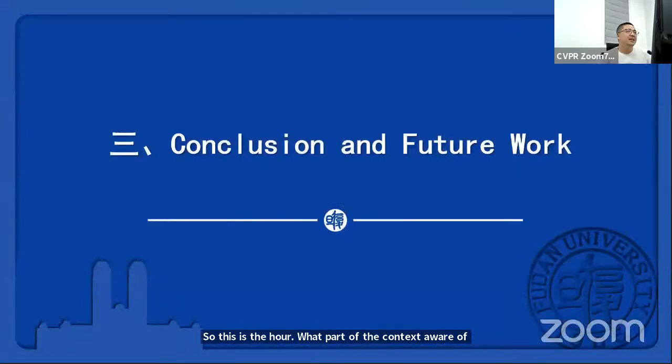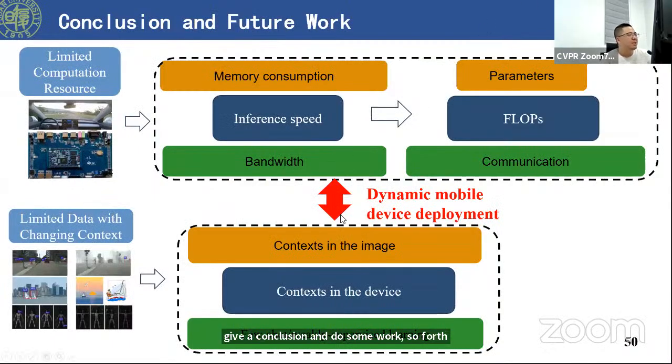And finally, I will give a conclusion and future work. So for mobile-based visual analytics, in fact, all the research is trying to address two challenges. One is limited computation resources. Another one is limited data with changing context. For the first challenge, we need to consider the memory consumption, the inference speed, and also the bandwidth. Bandwidth is usually ignored by the researchers.